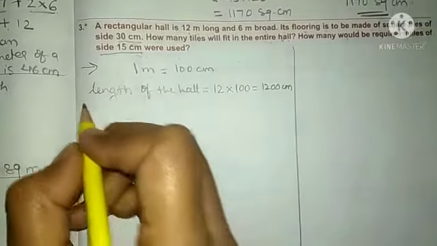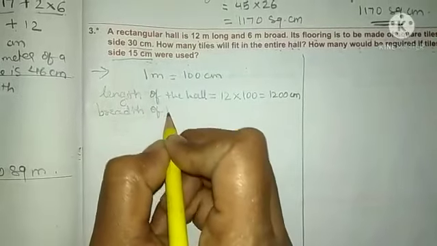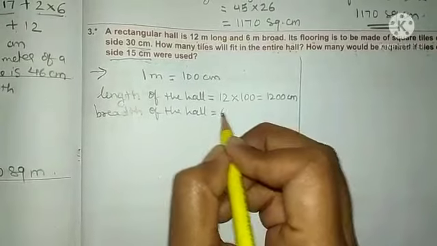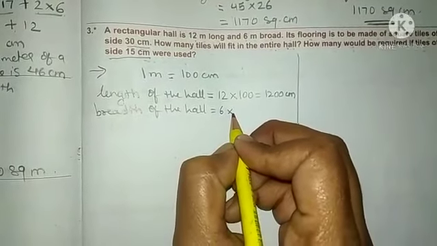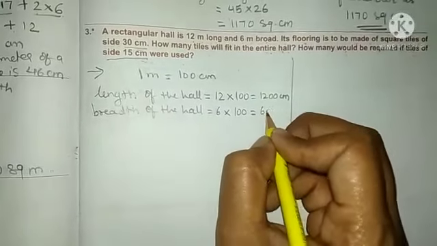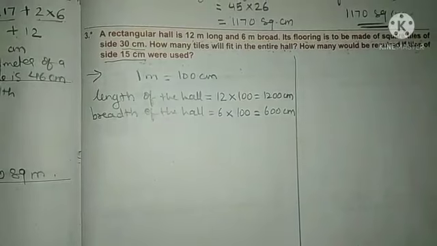Clear? Now what we have to do? We have to write down the breadth. So the breadth of the hall is 6 meter. So 6 meter we have to convert into centimeter. So 6 multiplied by 100, you will get 600 centimeter. Clear? Understood how you will do?